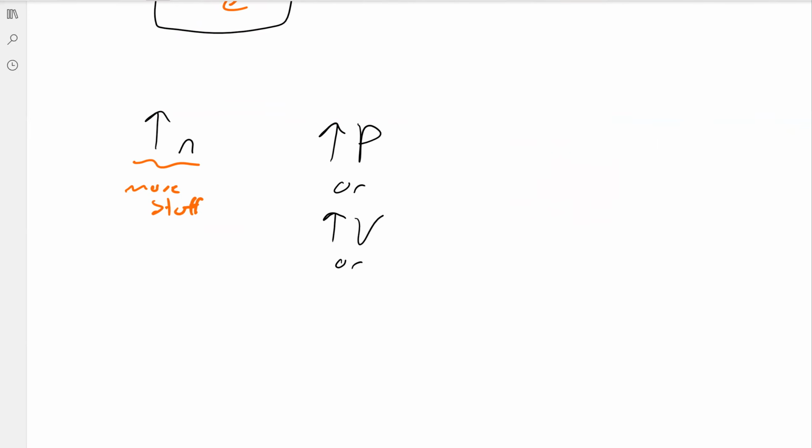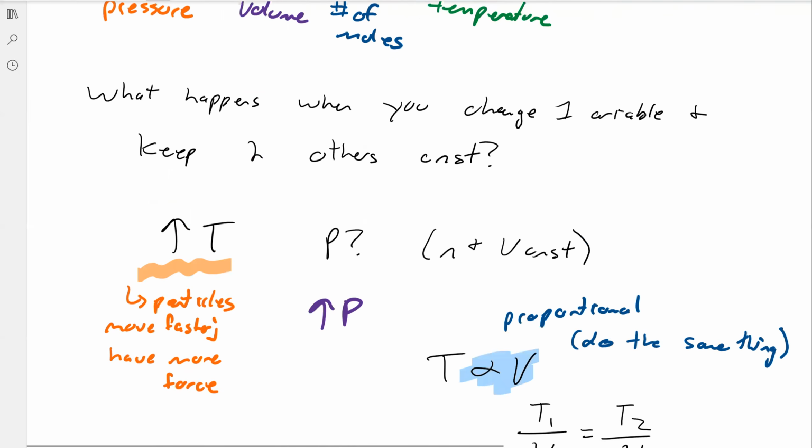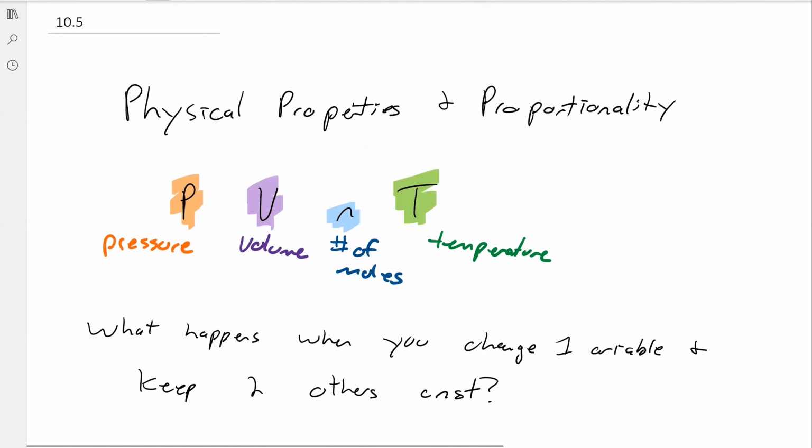Or if we want to keep pressure and volume constant, right, we're not going to increase either one of those, then we need to decrease the amount of force in these collisions, so we can decrease the temperature. And I'll give you an equation shortly that'll summarize all of this and make it pretty simple to understand.